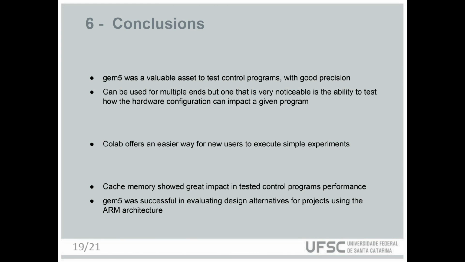We also saw that Colab offers a significantly easier way for non-experienced users to execute simple experiments. The cache memory also showed great impact on the tested control program's performance. And finally, gem5 was successful in evaluating design alternatives for projects using the ARM architecture.